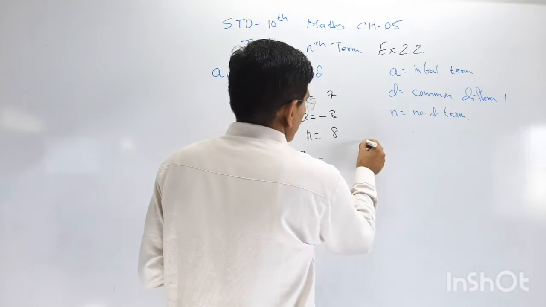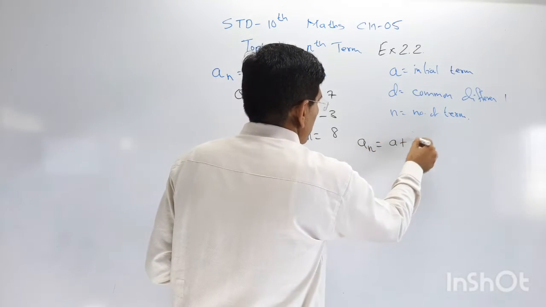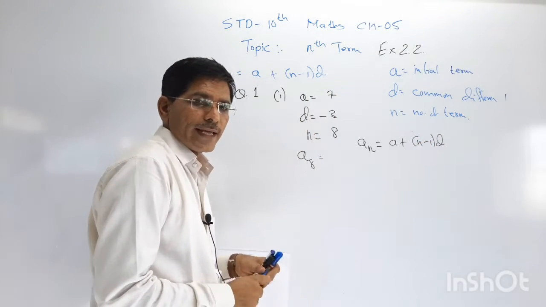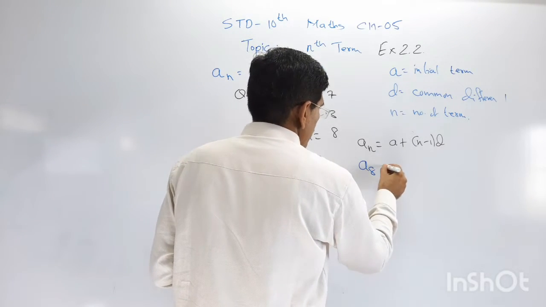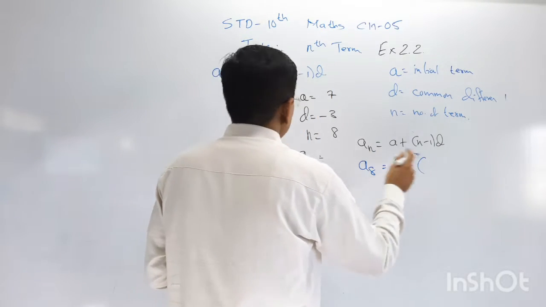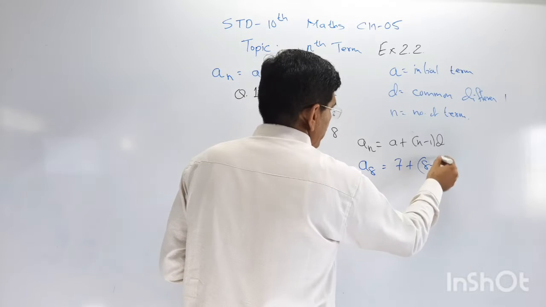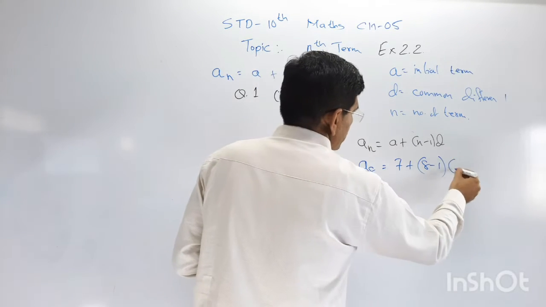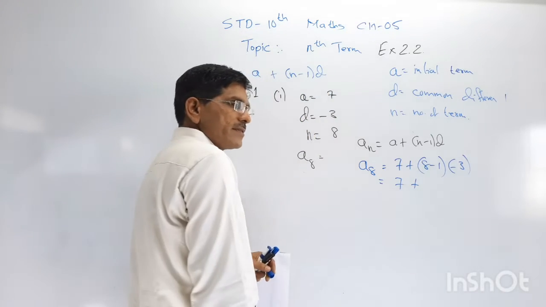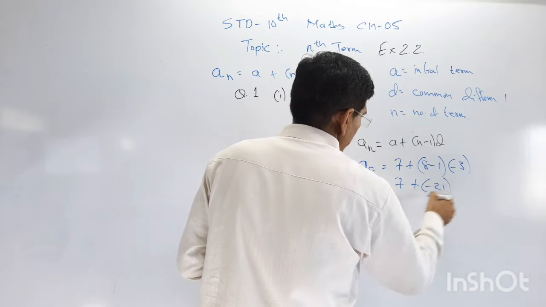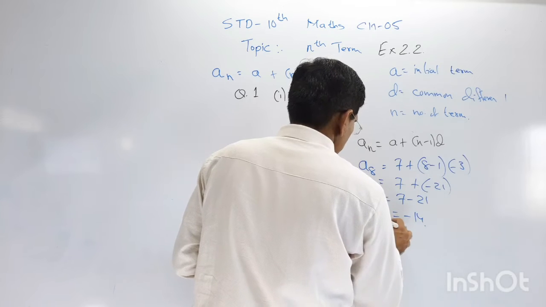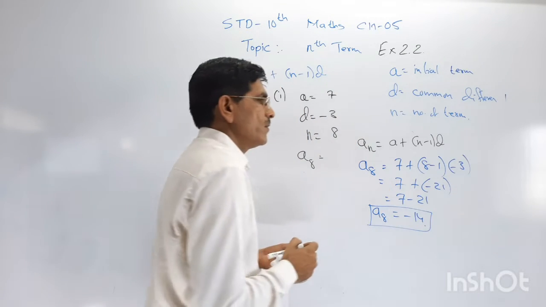So first of all I want to put the formula an is equal to a plus (n minus 1)d. Now I want to find out a8. So a8 is equal to a, that is 7, plus (n minus 1), that is 8 minus 1, times d, which is equal to minus 3. So if I open the bracket, 7 plus 7 threes are 21, minus 21. So 7 minus 21, that is minus 14. The a8 term must be minus 14.